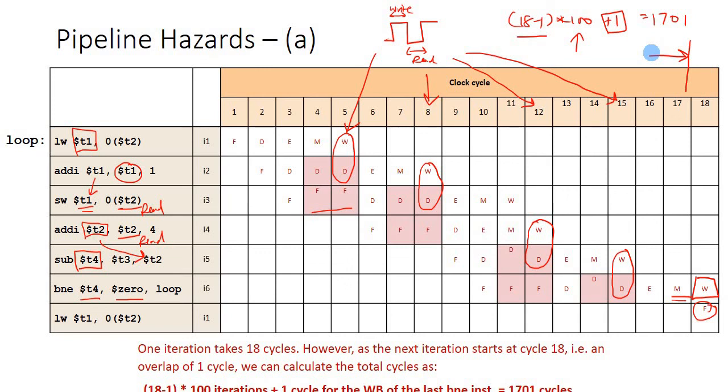So always remember, we are stalling the processor in a particular stage because we need to wait for the correct data to be updated in the pipeline register in the register file before we can move on to the next stage and so on. So that is the reason why we are stalling the processor. So that is for part A.